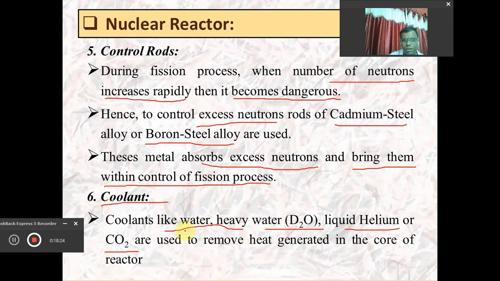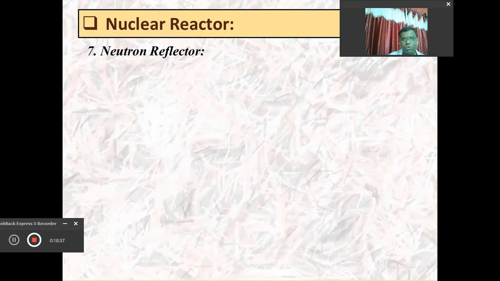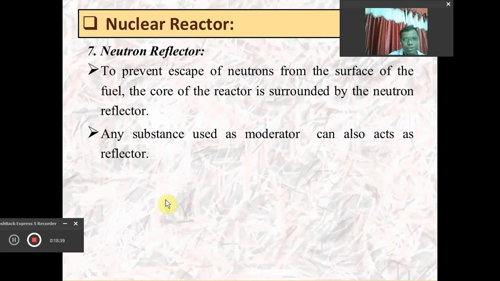So these coolants are normal water, heavy water, meaning deuterated water, or liquid helium or carbon dioxide. So these are the examples of coolant. Definitely it is used to control the temperature of the core of the nuclear reactor. Next one is the neutron reflector.